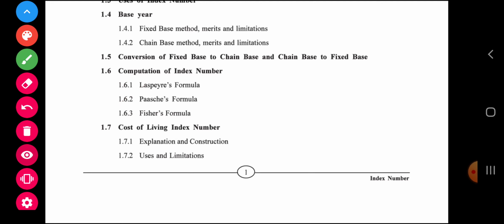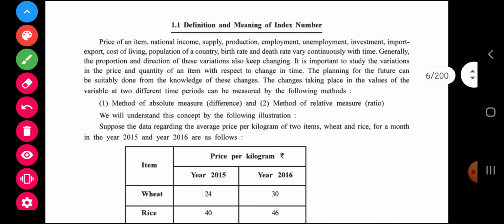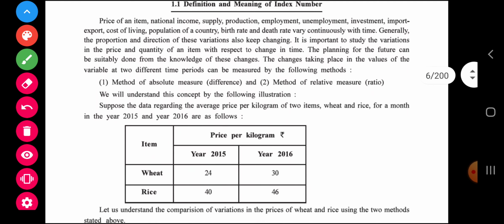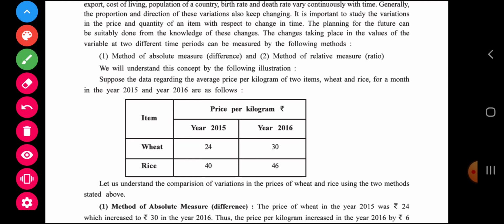Now friends, the first question that will come to your mind is what is index number. So before we understand index number, we should try to understand that if you want to measure the changes in the value of a variable at two different points of time, then how can it be measured. A table has been given to you, and I want to explain using this table. You can see that there are two items. First is wheat and second one is rice. Now the information of two different years is given, 2015 and 16.